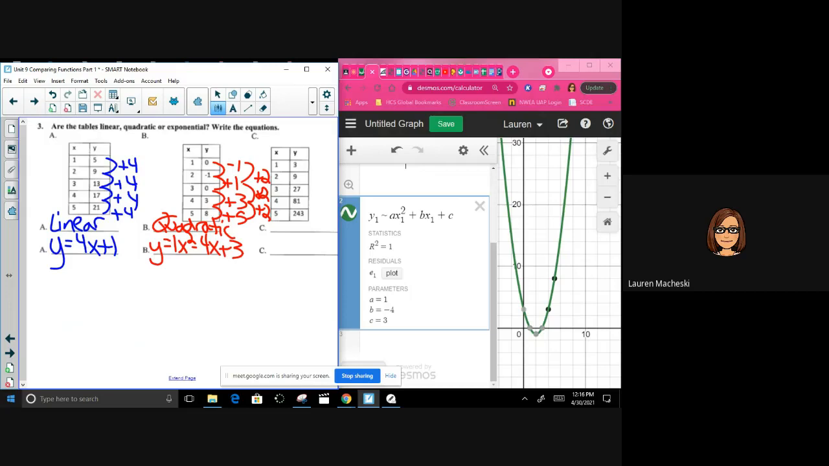All right, last one. So look at your y's. The easiest thing to tell is if it's exponential. Are you multiplying by something every time on those y's? What do y'all think? What's it doing to go from 3 to 9? What's it doing 9 to 27? Multiplying by what?